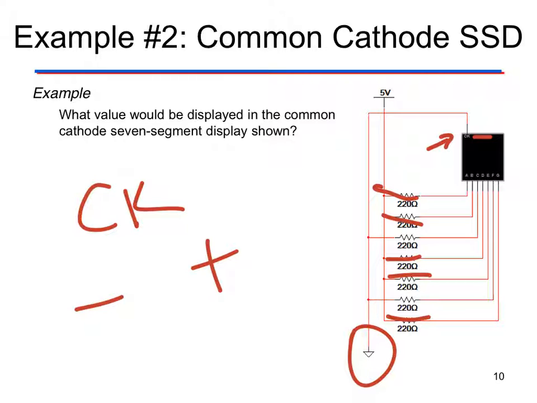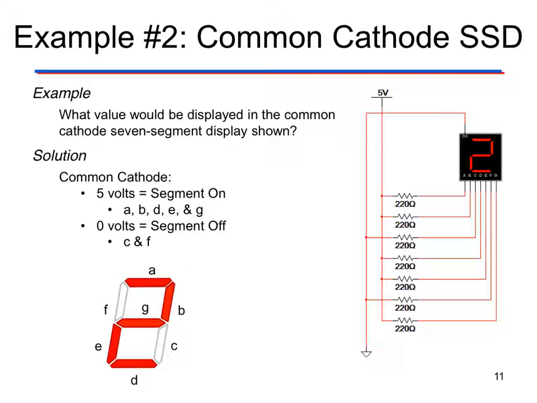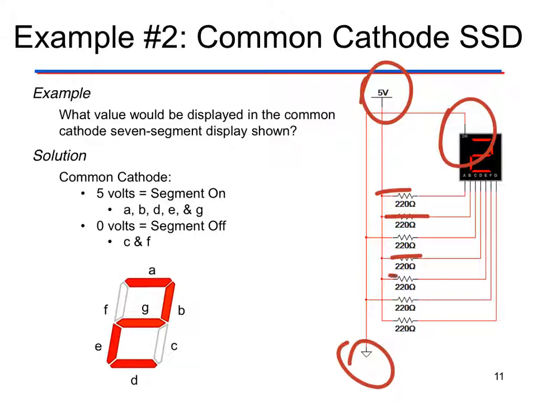A, B, not C, D, E, not F, G. Let's make that look a little bit better. Alright, and that should be a 2. Let's see if I'm right. Of course I'm right. Again, common cathode, they're grounded, so 5 volts is needed to complete the circuit. A, B, D, E, G. And there you have it.